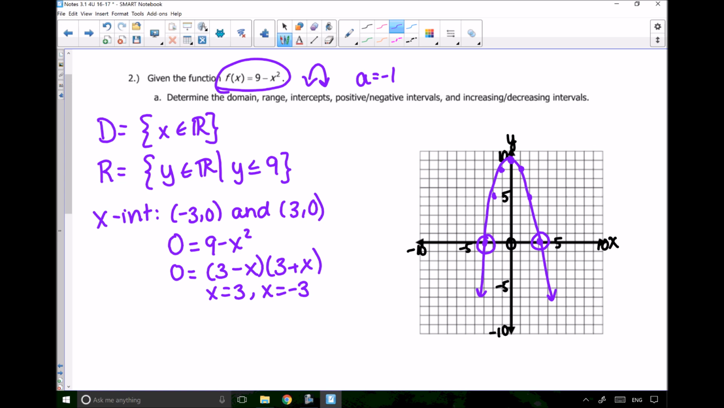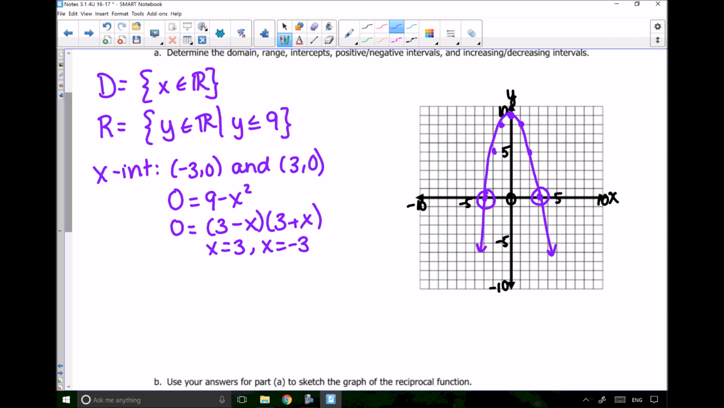So that's how we get our x-intercepts that we got here, okay? My y-intercept will happen when x is 0, and I can look at my graph and see that my y-intercept is at (0, 9). Now, where is my graph going to be positive? Well, it's positive from -3, my first root, to my second root. So it's going to be positive from -3 to +3.